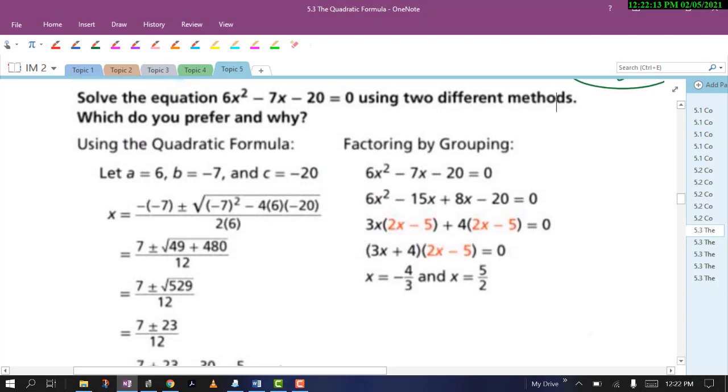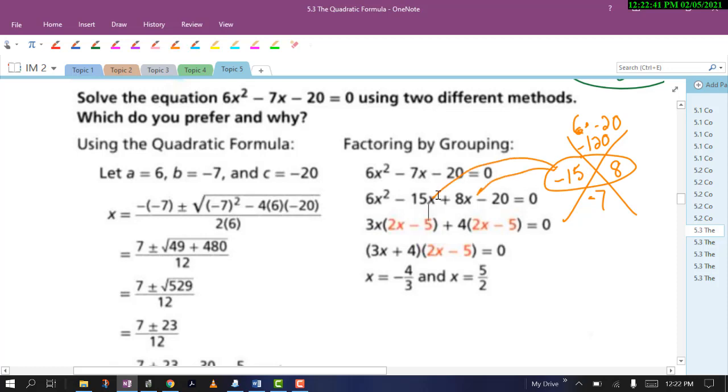But if we look at our factoring, even a nasty factoring like this, do our diamond problem. We got 6 times negative 20, so negative 120 and negative 7. Two numbers that multiply to negative 120 and add to negative 7 would be negative 15 and 8. So we get those two, and that's what we split these into. So 6x squared stays the same, minus 15x plus 8x, our new stuff, minus 20, still there.